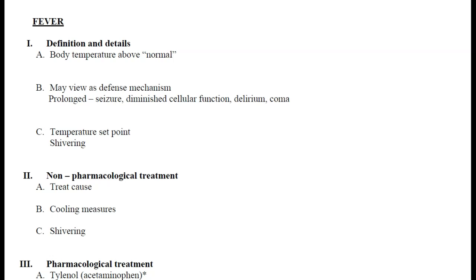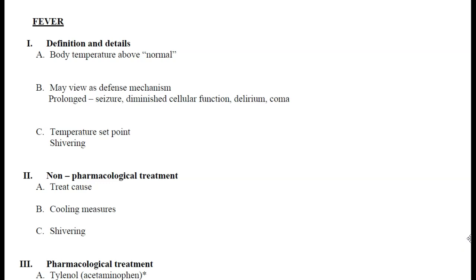Unfortunately, even though it's considered a defense mechanism, prolonged or very high fever can cause negative consequences on the body, right? So prolonged fever can cause seizures. It can cause diminished cellular function. It can cause delirium and coma. It increases the body's demand and it increases the workload of the cells.